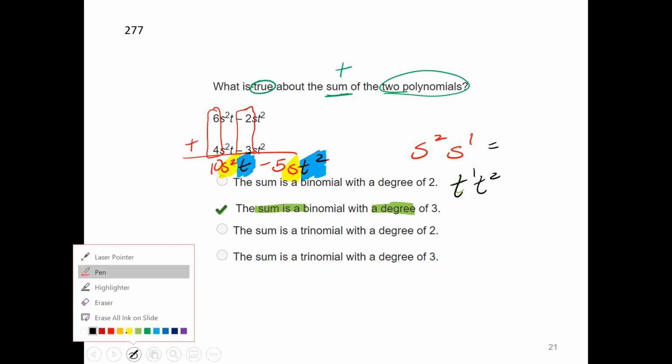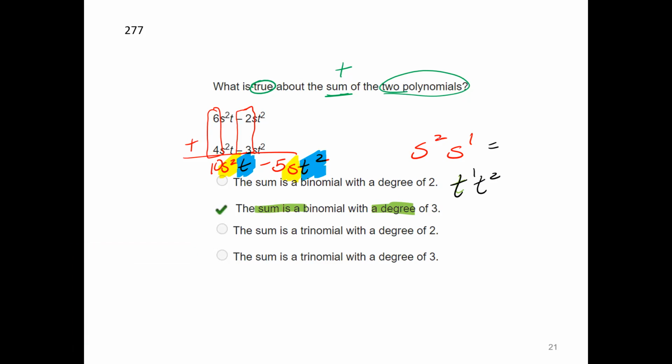The degree is just going to be the exponent. 2 plus 1 is 3. 1 plus 2 is 3. So which one says it has a degree of 3? So it can't be A because this is a degree of 2. Can't be C because it has a degree of 2. So it can either be B or D.